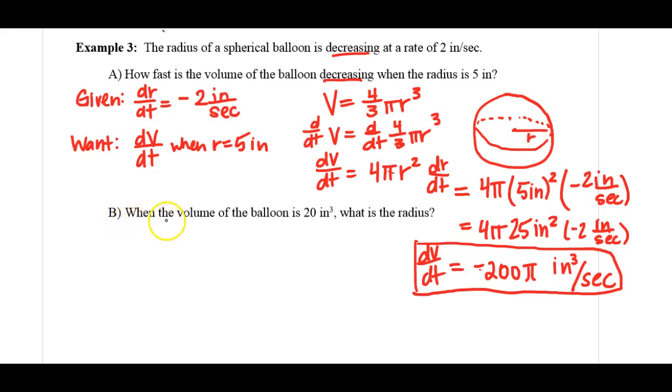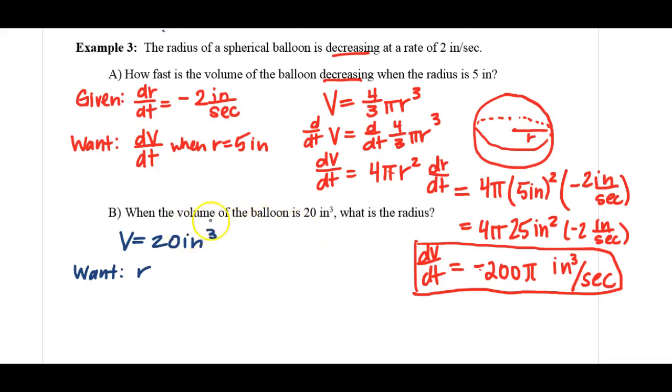Alright, so now part B. When the volume of the balloon is 20 inches, what is the radius? So let's read that again. When the volume is 20 inches cubed, so when V equals 20 inches cubed, what is the radius? So I'm being asked for, I want just r. I want the radius. So this is actually not even a calculus problem, and it's really an understanding the difference in what you've been given.